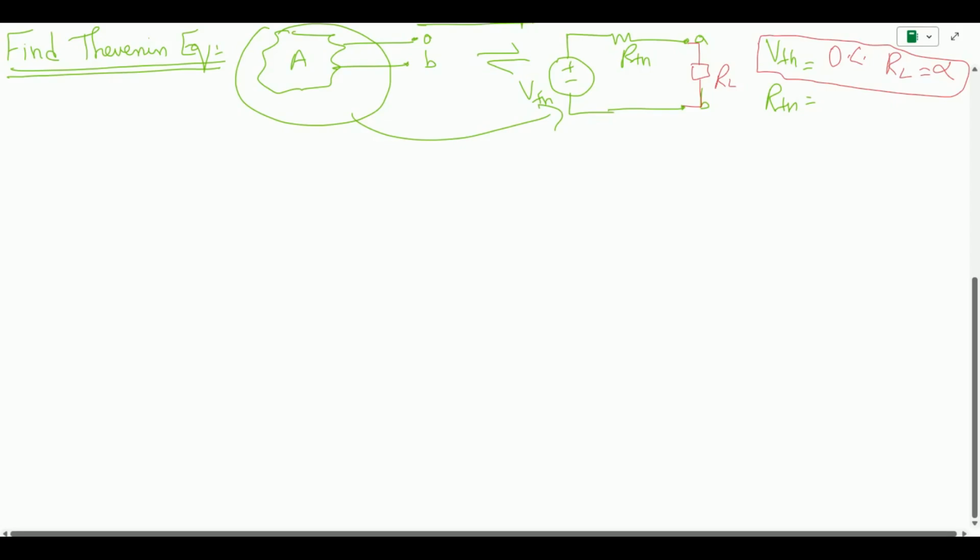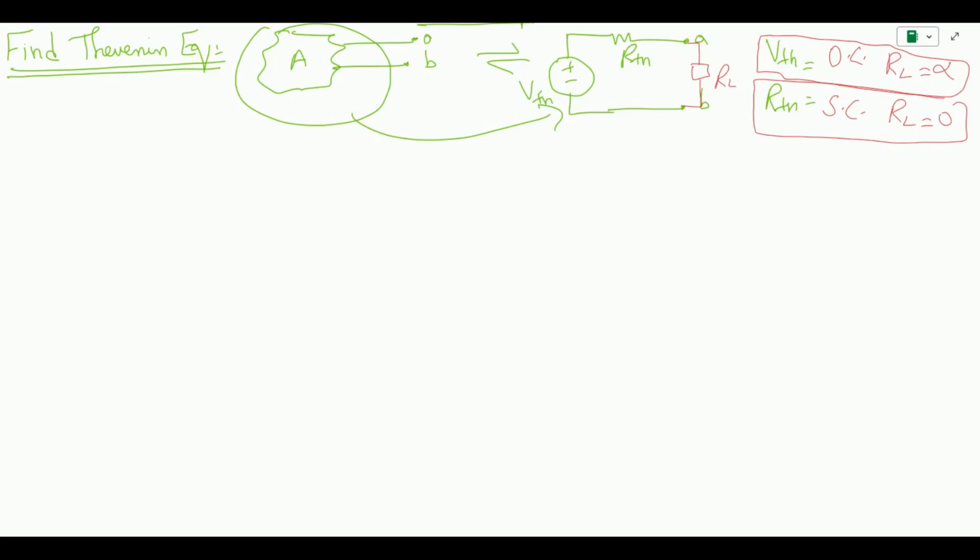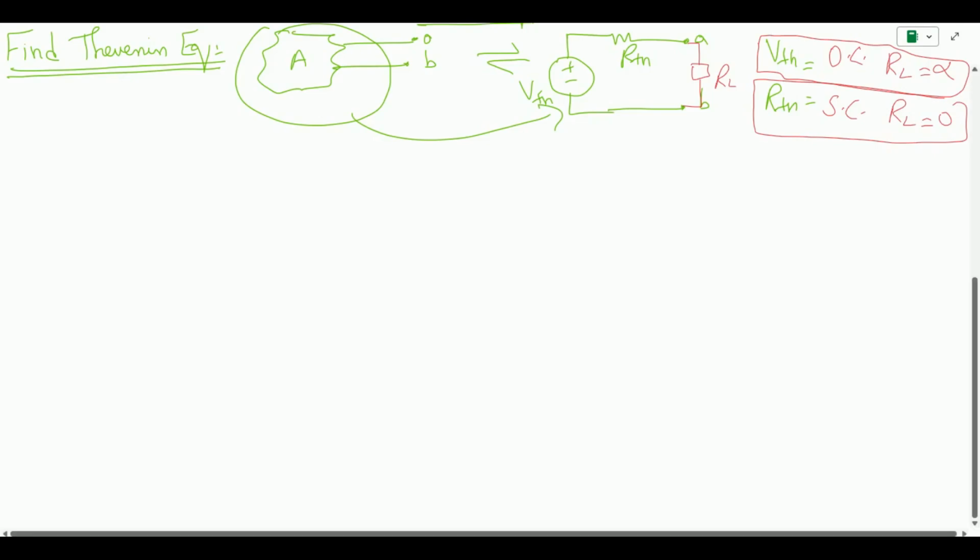And when we want to find R Thevenin, we consider the load to be a short circuit, which means there is no resistance, so the current can easily flow through this. These are the two principles that we utilize in finding V Thevenin and R Thevenin of any given electrical circuit. So let us look at an example to understand this better.